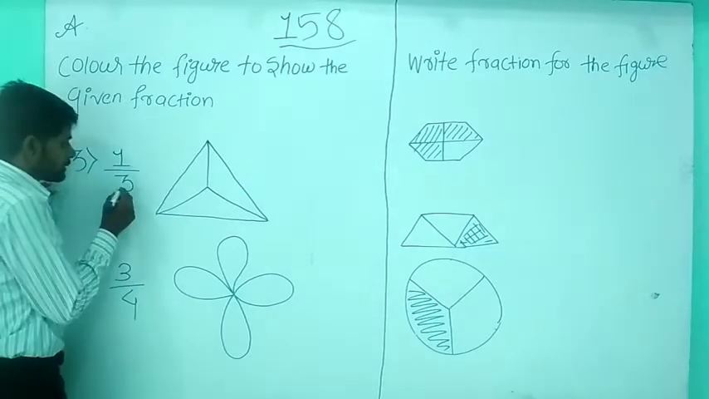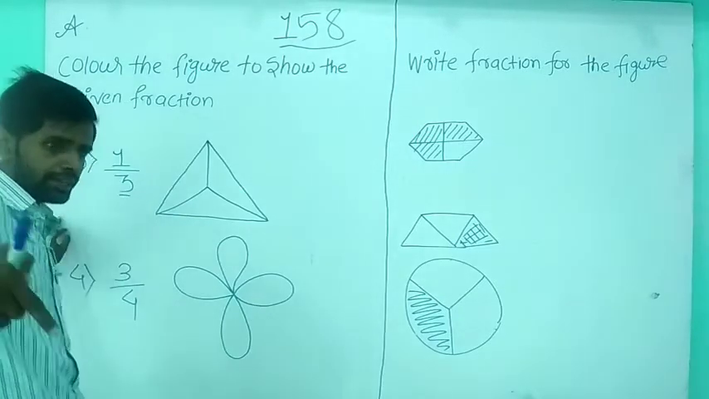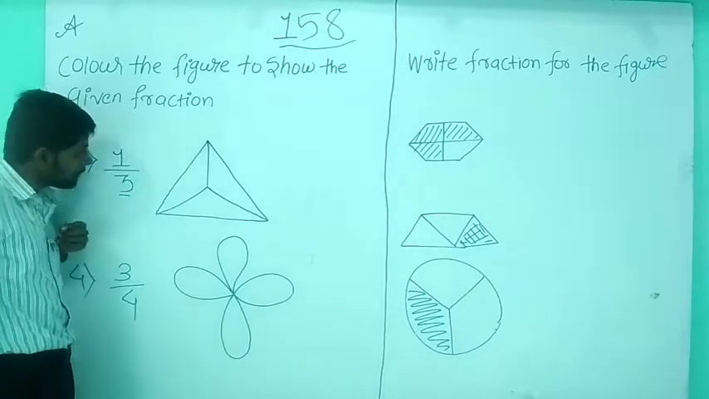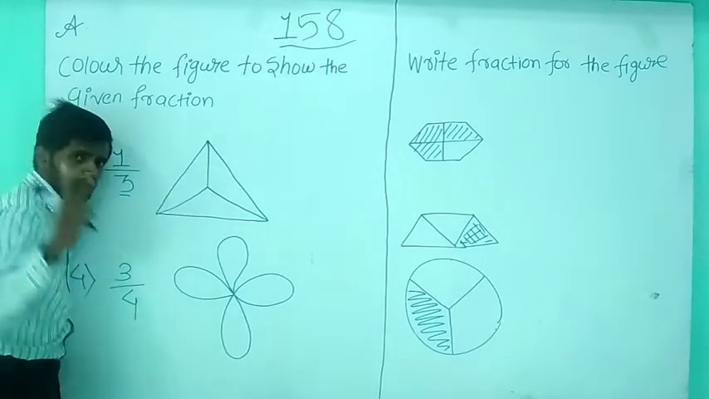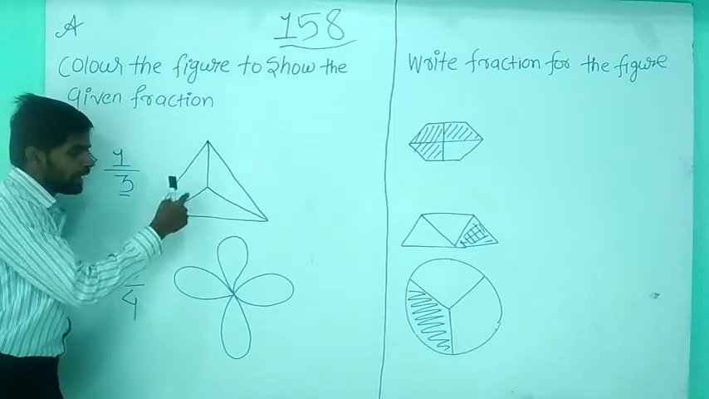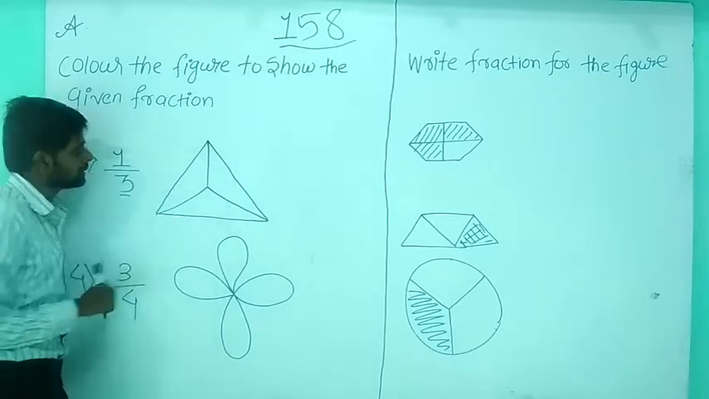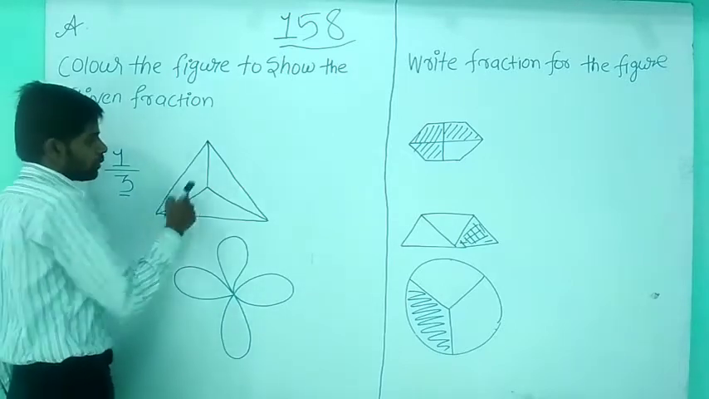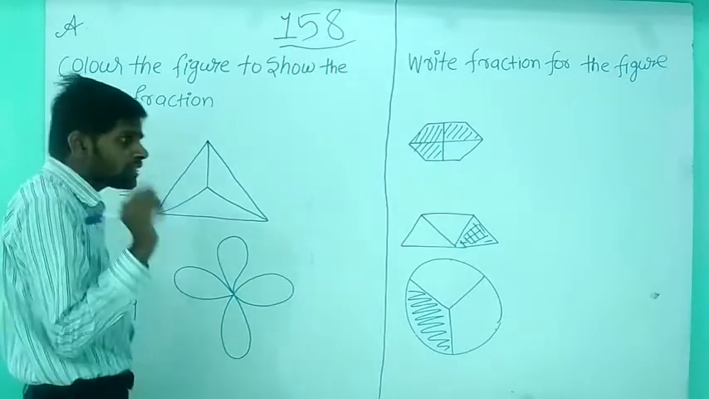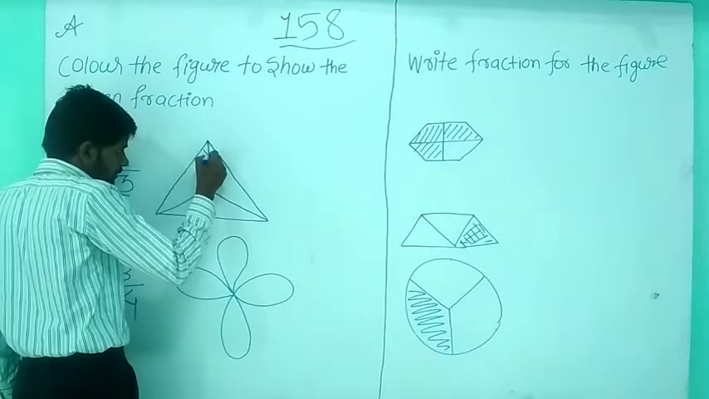Listen here, this 3 is in the denominator. That's why this figure consists of a total number of parts, that is 3. This figure has 3 total parts, 1, 2 and 3. But out of 3 we have to color only 1. So we can color any one. Color any one of them. So I am coloring this one.